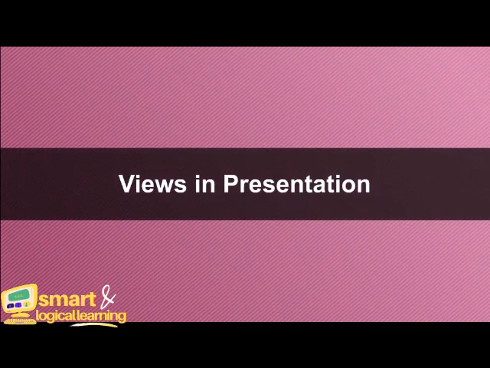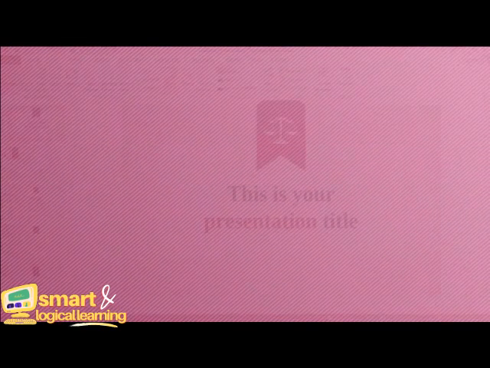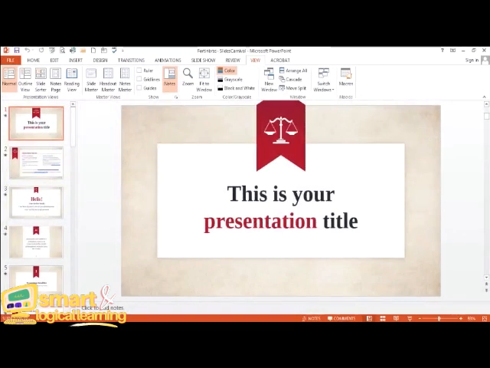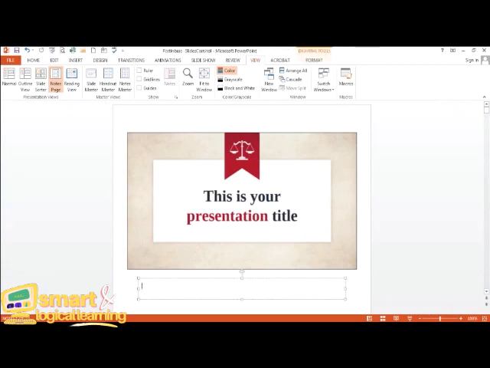Views in presentation. There are many views available in PowerPoint that help us to display the presentation. We can view the presentation as per our requirement. Let us discuss these views. 1. Normal view. This is the default view of the presentation. It is the view where actually designing of the slide is done. It has 3 parts: outline, the notes area, and the slide. We can type the notes in the notes area, which we may need later.